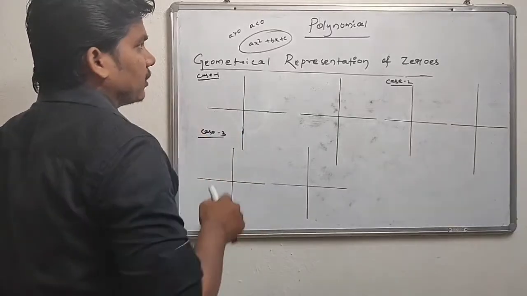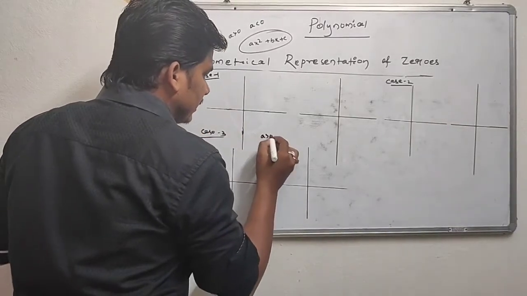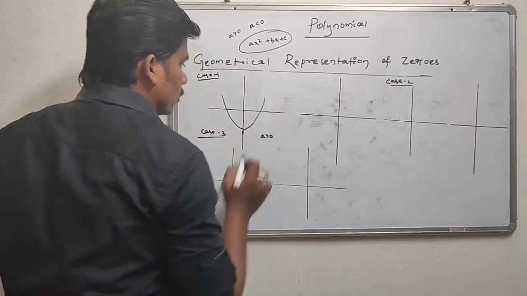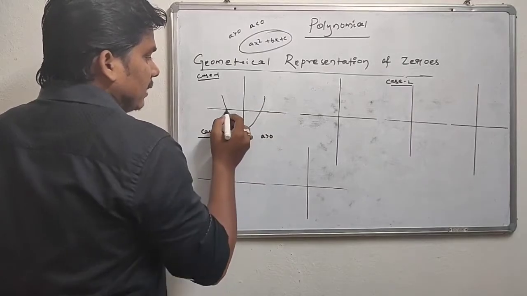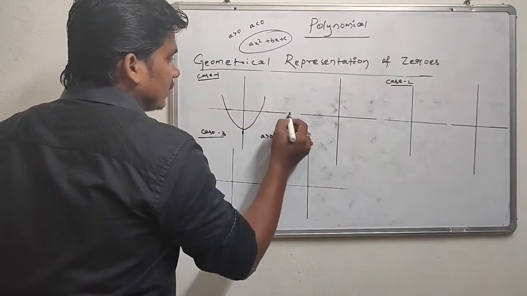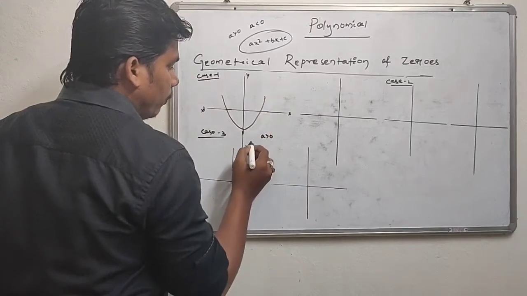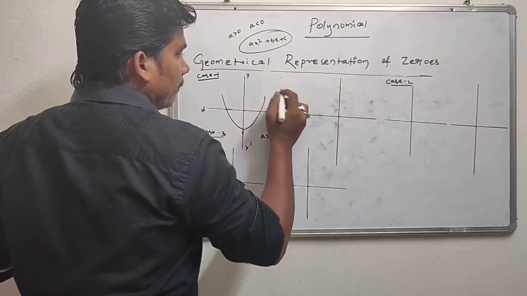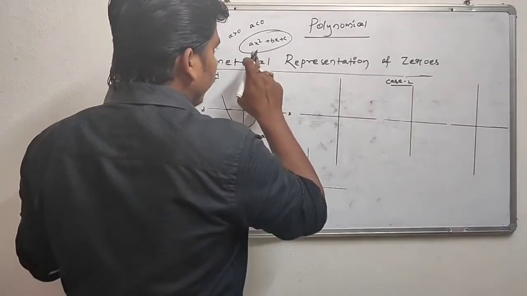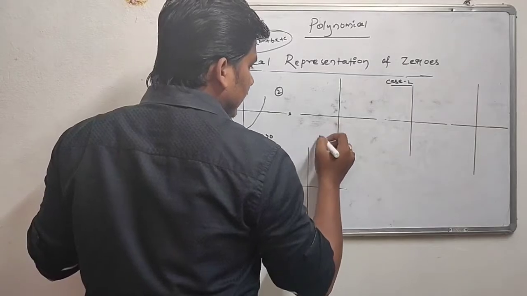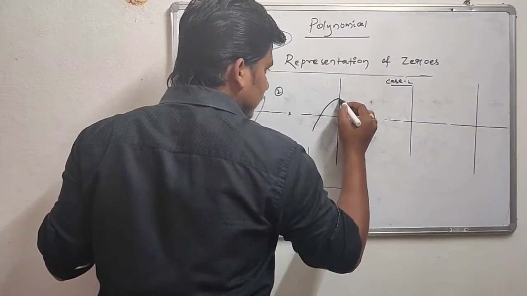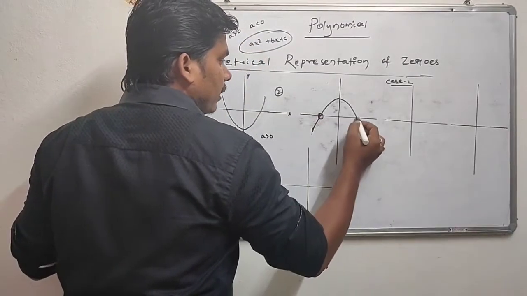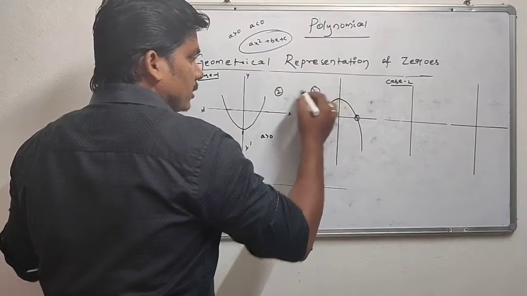In ax square plus bx plus c, first I will take a greater than 0. For a greater than 0, the graph is in such a way. Here, in this case, this cuts the x-axis at 2 points. Hence, the zeros of this polynomial are 2. In the same way, for a less than 0, it cuts the x-axis again in 2 points. Hence, this is 1 point, this is 1 point, and here also the zeros are 2.